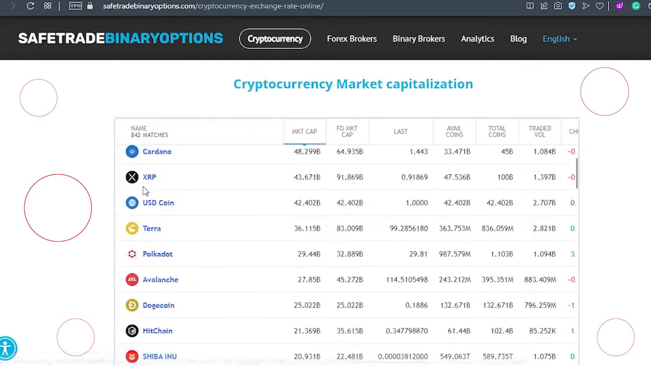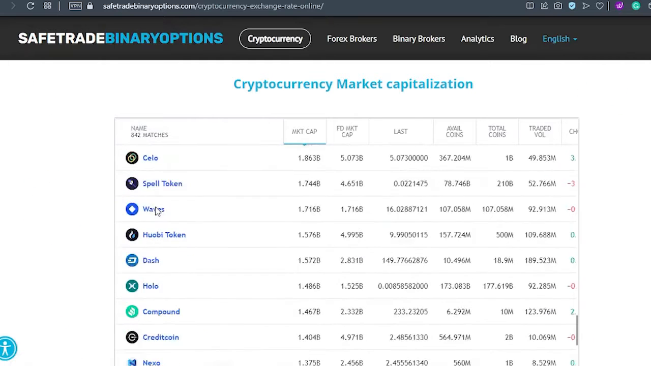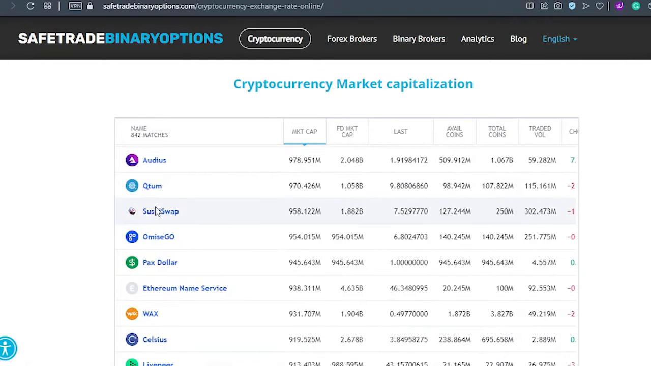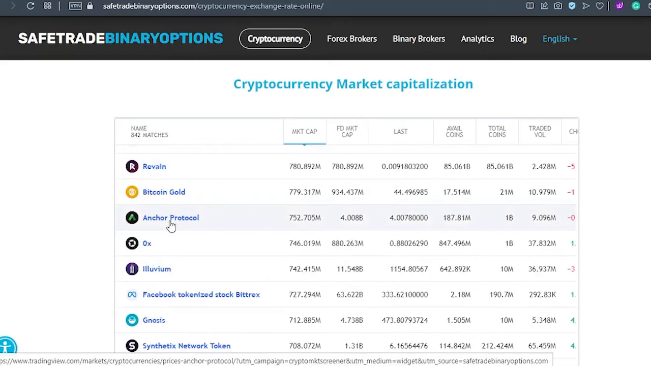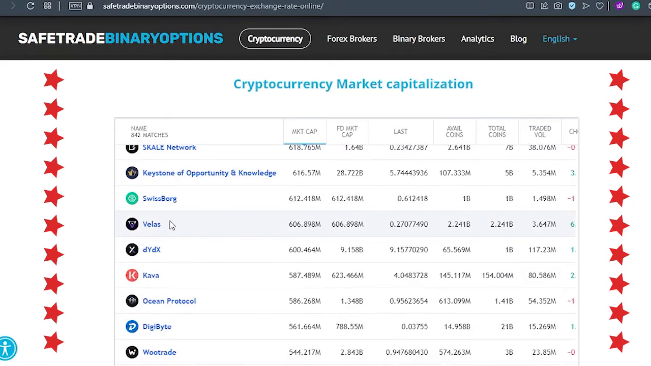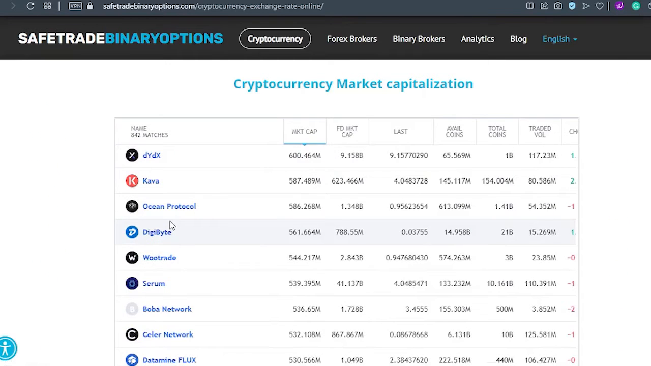Here we have lots of different crypto coins. This tool covers all of the cryptocurrencies on the planet. It shows 842 different crypto coins here. It gives you the key stats of every cryptocurrency.